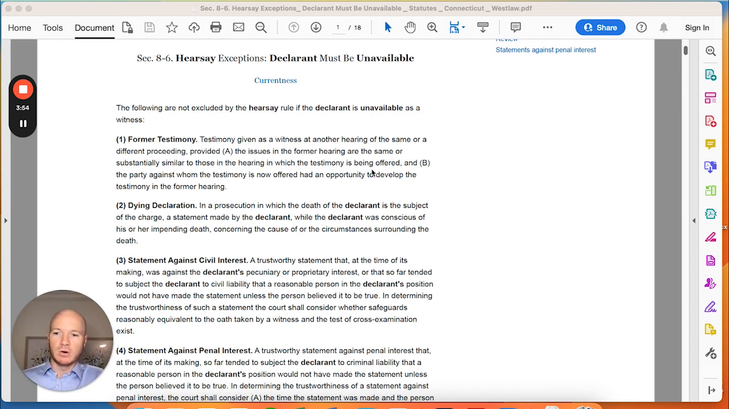So, you're offering in the divorce trial, you want to produce evidence that the husband hit the wife after dinner. And the party against whom the testimony is now offered had an opportunity to develop the testimony in the former hearing. So the husband at the restraining order hearing would have had an opportunity to cross-examine this witness. So that is his ability to develop the testimony in the former hearing. So that's really the main hearsay exception under this Code of Evidence section that applies to family law cases.